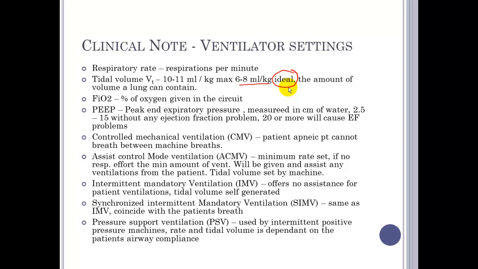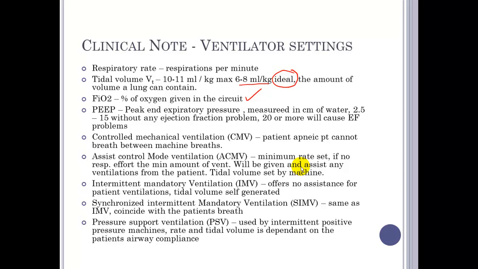The FiO2. FiO2 is the percentage of oxygen that you actually blend into your ventilation. FiO2 is a percentage of oxygen given to the actual ventilatory circuit. PEEP. PEEP is positive end expiratory pressure, and this is measured in centimeters of water. 2.5 to 15 is pretty much adequate. You can put pretty much everybody on that, as long as it doesn't give you any kind of ejection fraction problems. And let me explain this.